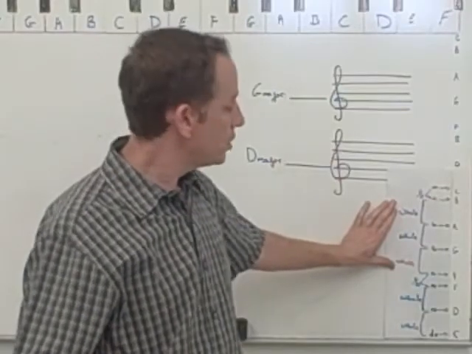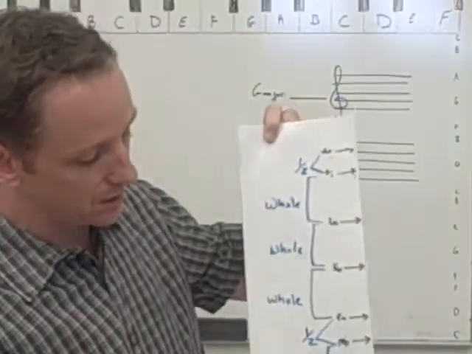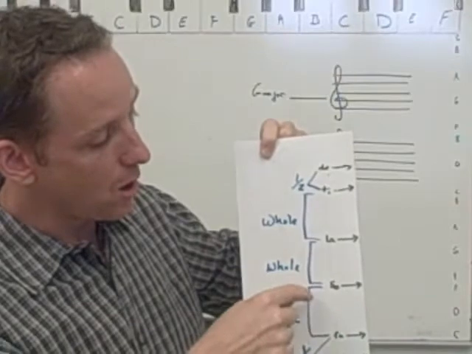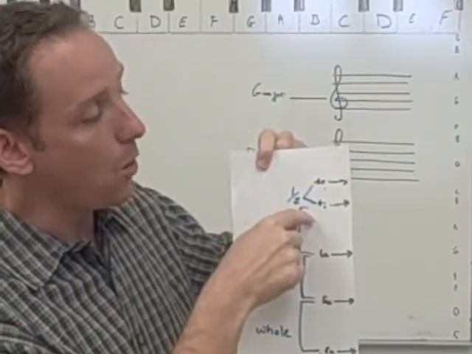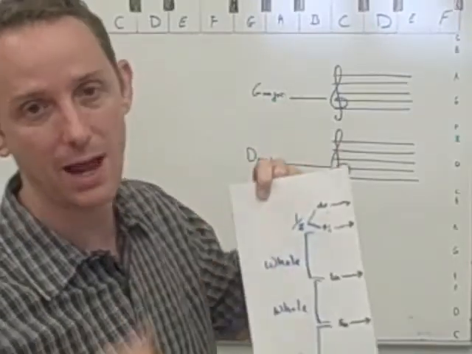Well, and you also know that there's a pattern to the whole steps and half steps. Do, whole step, whole step, half step, whole step, whole step, whole step, half step. So 2 wholes and a half and 3 wholes and a half.